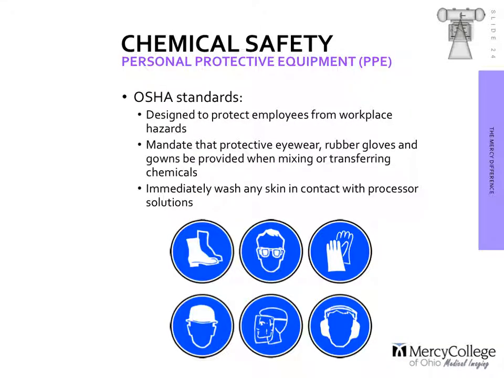So how we protect ourselves is with the use of PPE. OSHA requires this to take place, and simply it's designed not to be an additional burden to you, but to actually protect you and your coworkers. So it is mandated that when working with processing chemicals, you should be wearing eyewear. Rubber gloves and gowns need to be provided, especially if you're mixing or transferring chemicals. And if at any time those chemicals do splash on your skin, you need to wash them off immediately. And that's another reason why eye stations are going to be required.